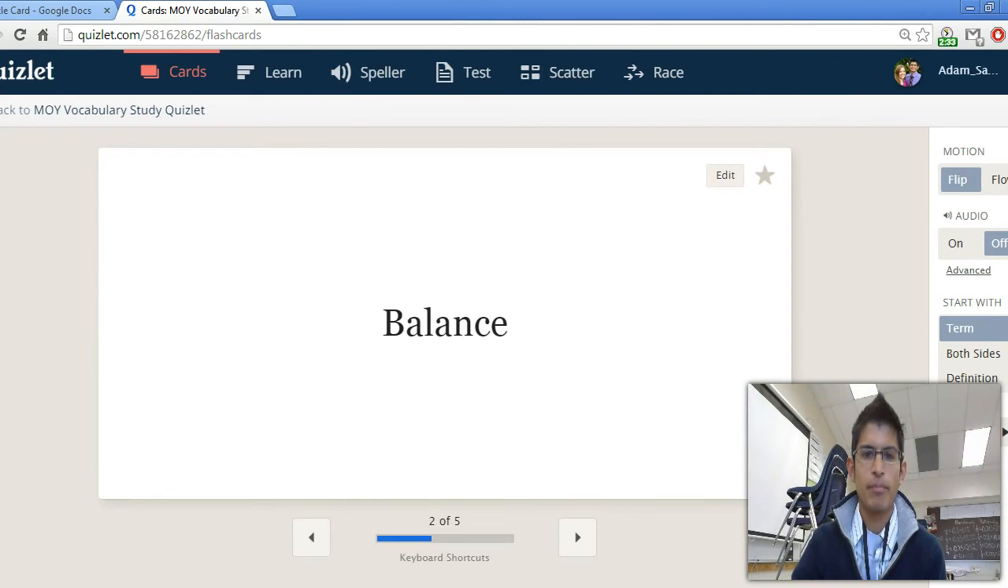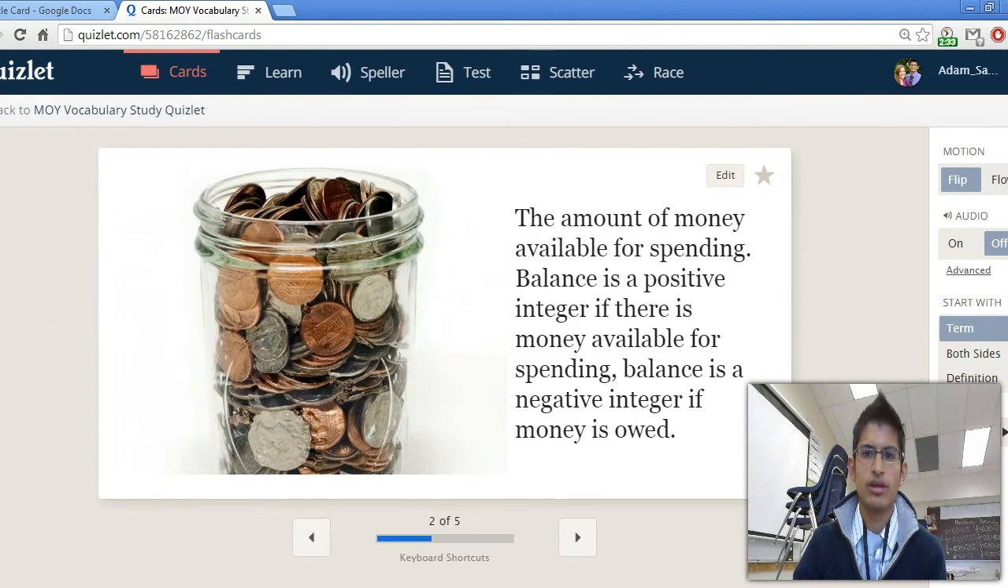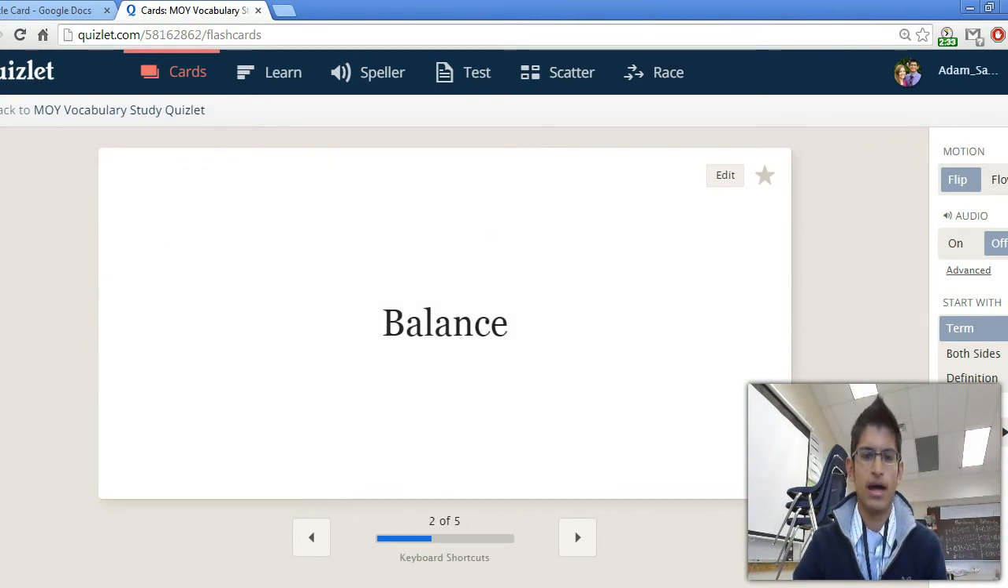The next word is balance. The balance is the amount of money available for spending. Balance is a positive integer if there's money available, and balance is a negative integer if money is owed. So in your bank account, if you ran out of money and you have negative 15, that means you owe the bank $15. But if you have $15 in your bank account, that means the bank has $15 for you, and that'd be a positive number. Okay, and that word was balance.